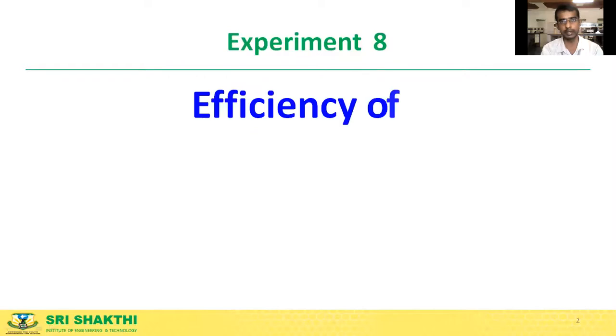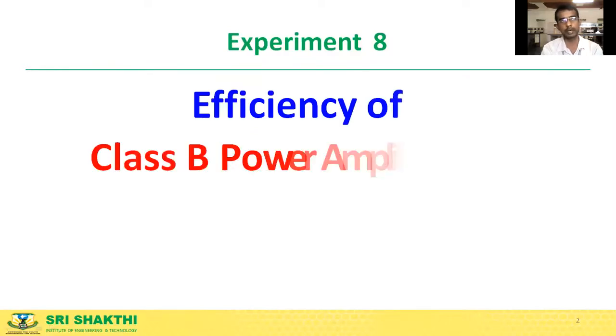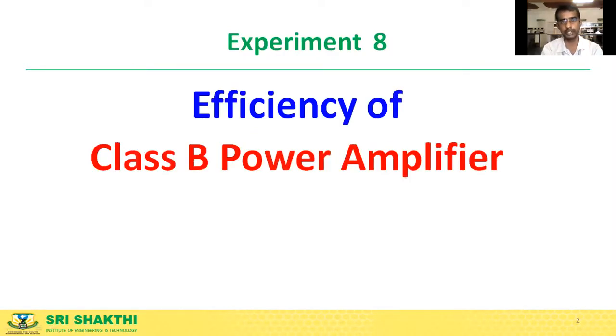So today's experiment is experiment number 8. It is about measuring the efficiency of Class B power amplifier. Especially, we are going to measure the efficiency of complementary symmetry Class B push-pull amplifier. There are two types: one is Class B push-pull amplifier using a transformer, and another one is complementary symmetry Class B power amplifier.